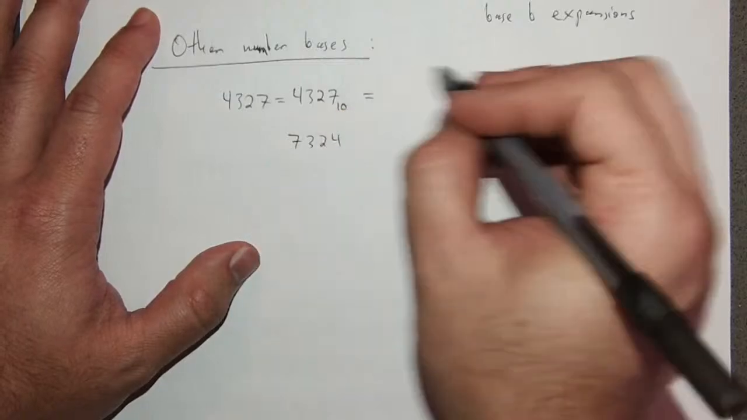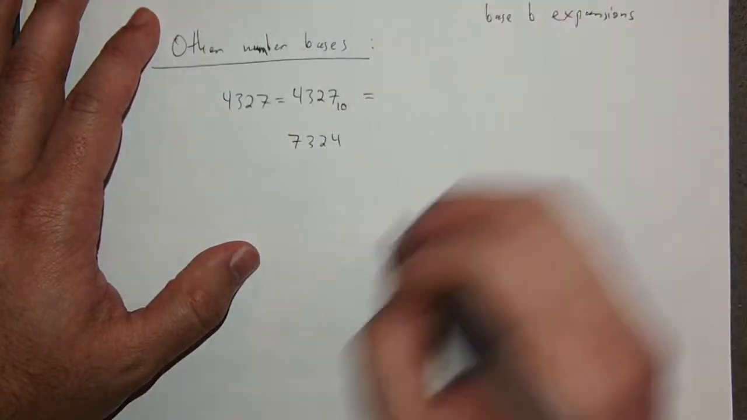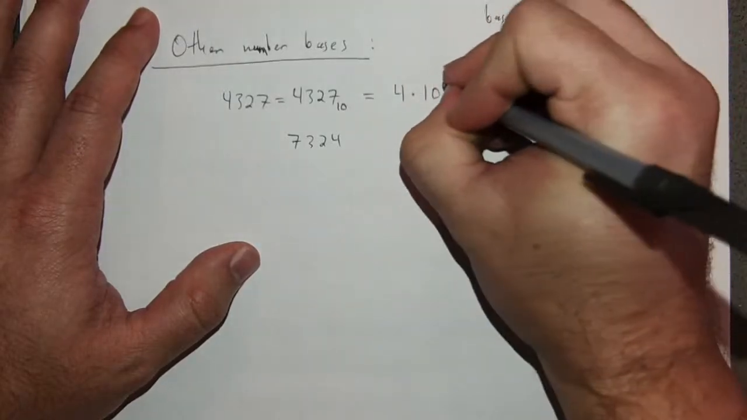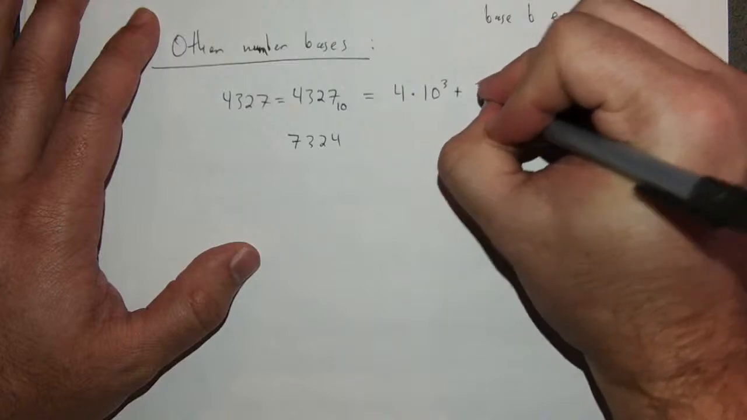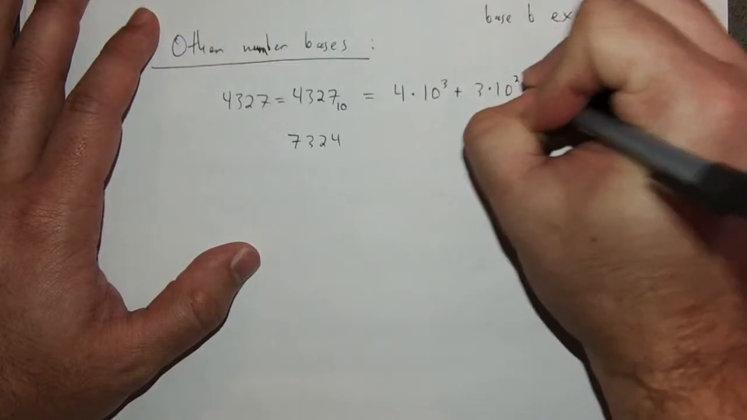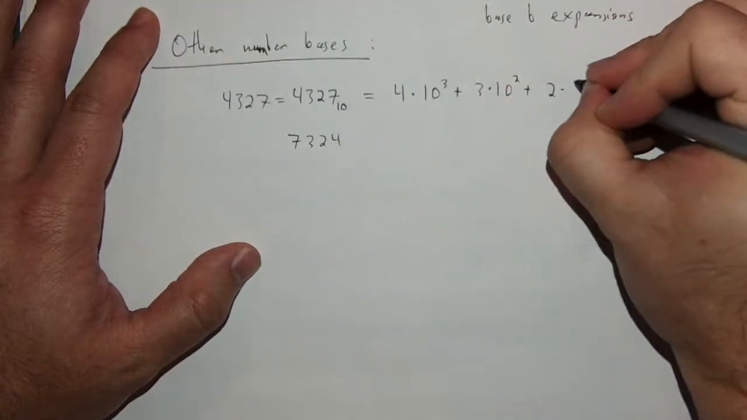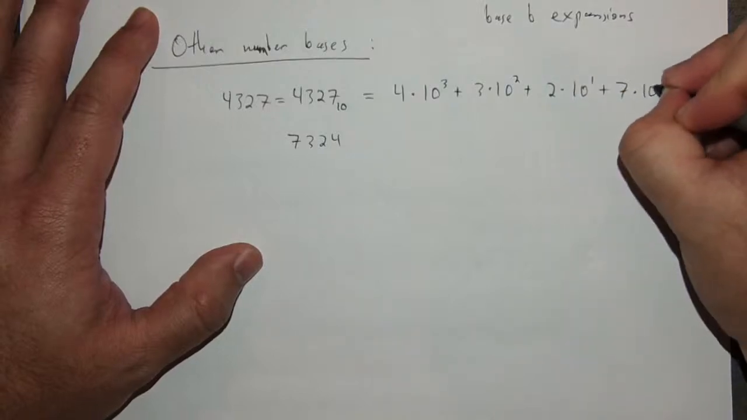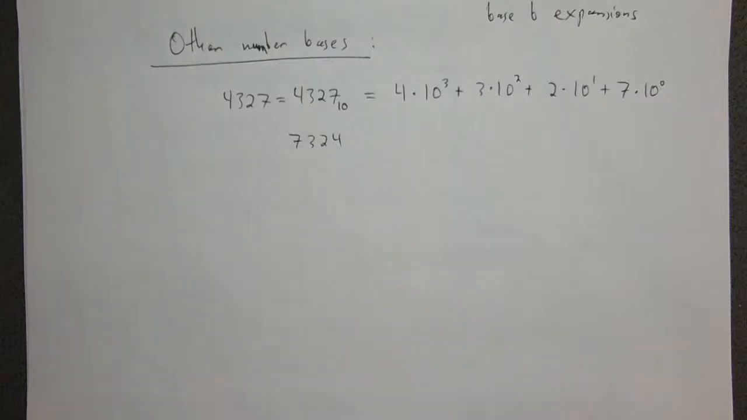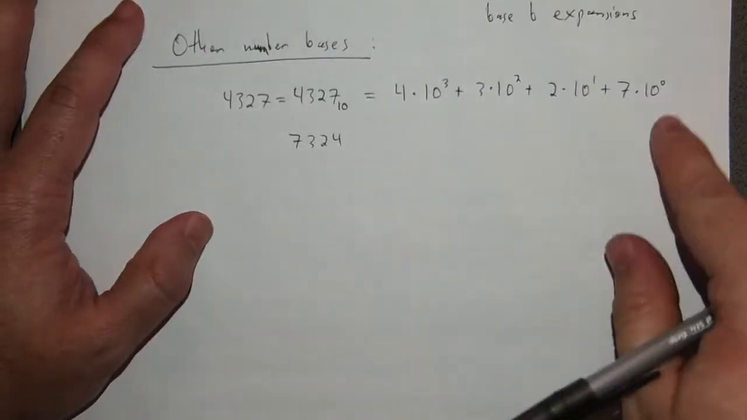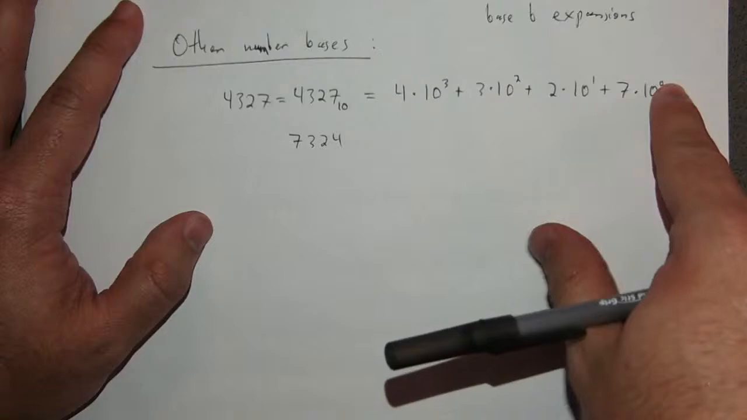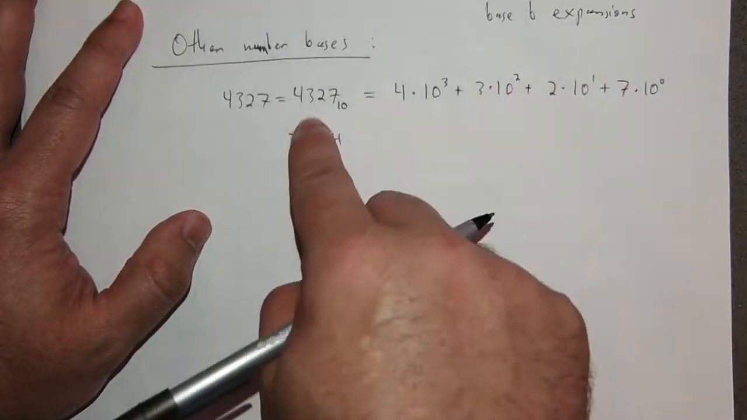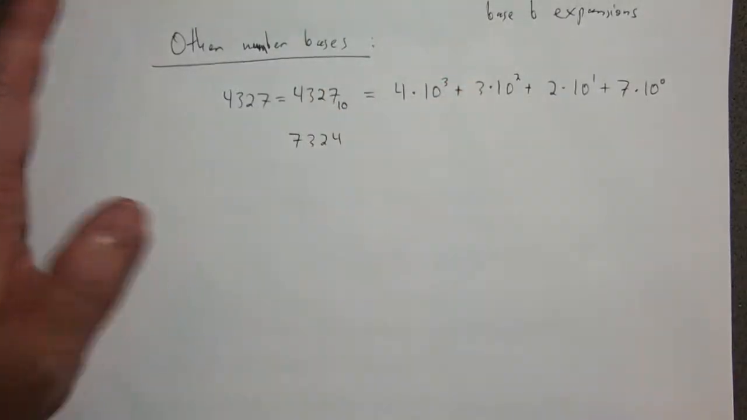This is saying, I'll write it in descending order: 4 times 10 cubed plus 3 times 10 squared plus 2 times 10 to the first plus 7 times 10 to the 0, which is exactly this number that I'm talking about, which of course I can recognize. 10 to the 0 is the ones place, 10 to the first is the tens place, 10 squared is the hundreds place, and 10 cubed is the thousands place, right?